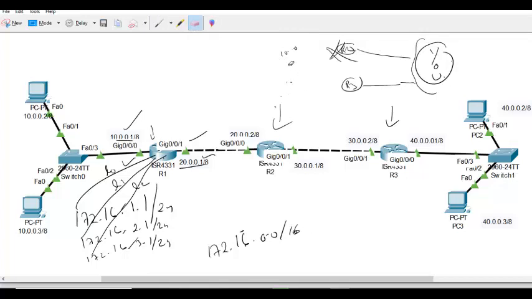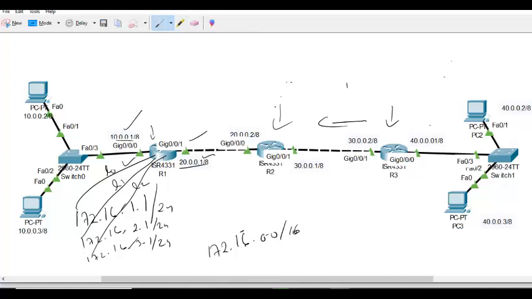I want to show you that. See, every now and then I type WR. Now I'm going to say debug EIGRP packets. See, it is sending hello packets. Every 5 seconds it is sending a hello packet.